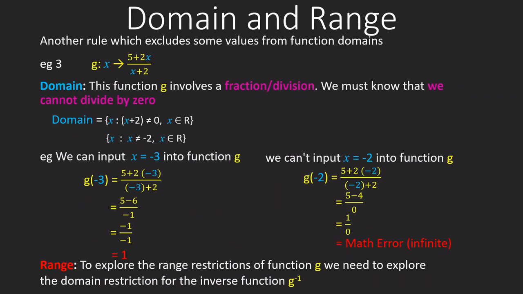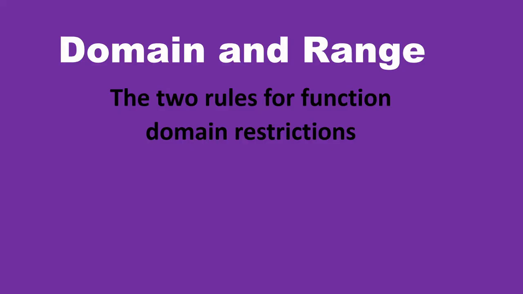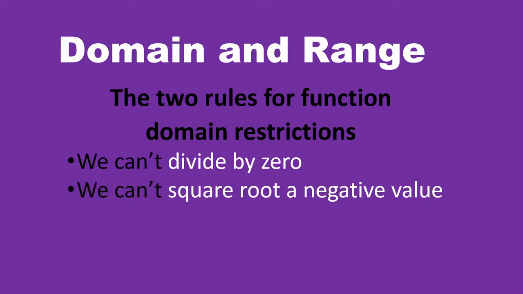Looking at the range of output values, again, to understand more fully what values could come out of this function, you need to understand what the domain restrictions are for the inverse function. And as we haven't looked at inverse functions yet, we're only going to focus on the domains for now. Let's just make really clear those two rules for function domain restrictions. We can't divide by 0, so anytime your function involves a fraction, make sure that the denominator of that fraction is never 0. And we can't square root a negative value. So again, if your function involves a square root, make sure that the expression under that square root sign is never negative.